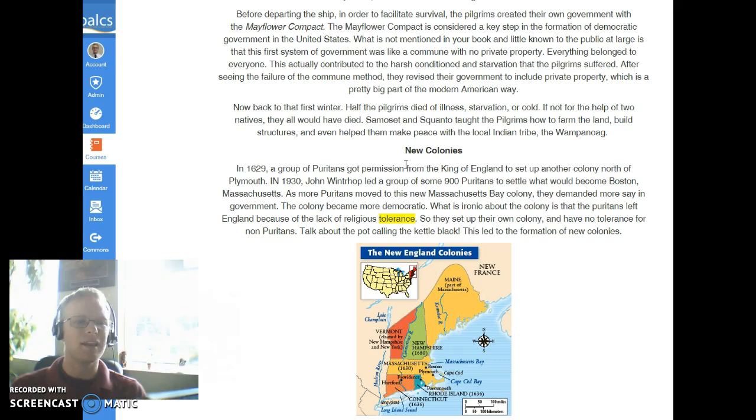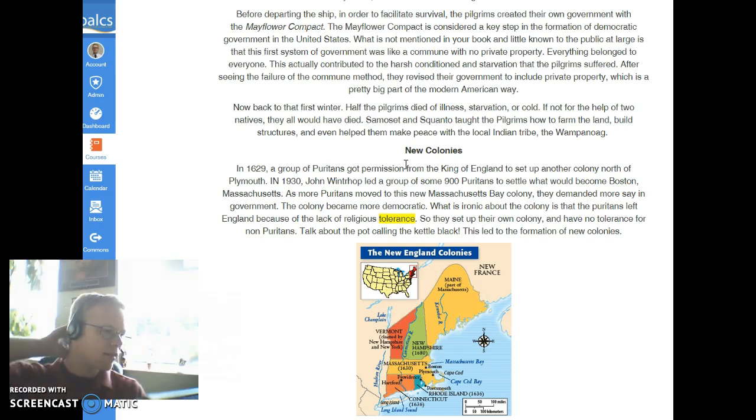John Winthrop led a group of some 900 Puritans to settle in what would become Boston. As more Puritans moved to this new Massachusetts Bay Colony, they demanded more say in government, and the colony became more democratic. See, initially it was just this John Winthrop guy who founded the settlement, just making all the rules, and people didn't like that. So it became more democratic.